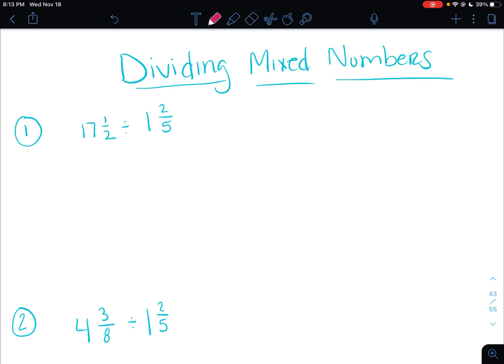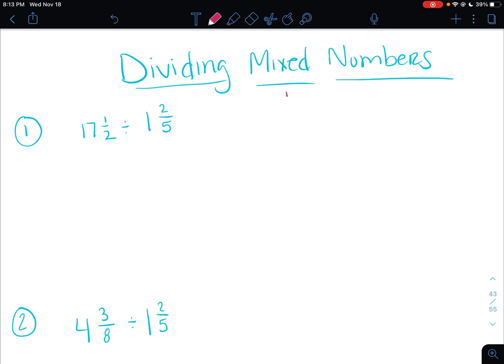Hey guys, today I'm going to go over dividing mixed numbers. I'm not going to do a lot of examples for these because it's very similar to multiplication, but you're dividing, okay? So I have 2 examples to go over for you, and then I'm going to have you practice a few examples as well today.